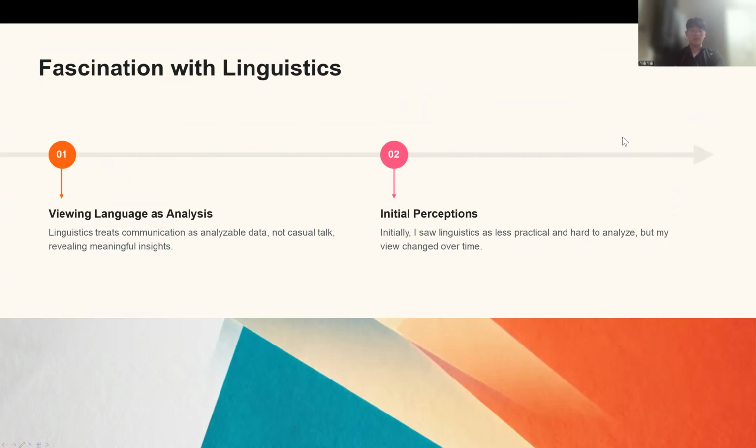Linguistics treats communication as analyzable data, which at first sounded impossible to me, but it actually wasn't, and I'll talk to it later in the conclusion. And linguistics also reveals meaningful insights and key topics.